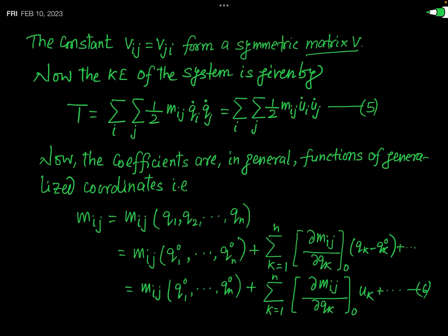As our aim is to write the Lagrange equation of motion, and you know, for writing the Lagrange equation of motion, we have to know the Lagrangian of the system, and as the Lagrangian of the system is equal to T minus V, where T is the kinetic energy of the system and V is the potential energy.